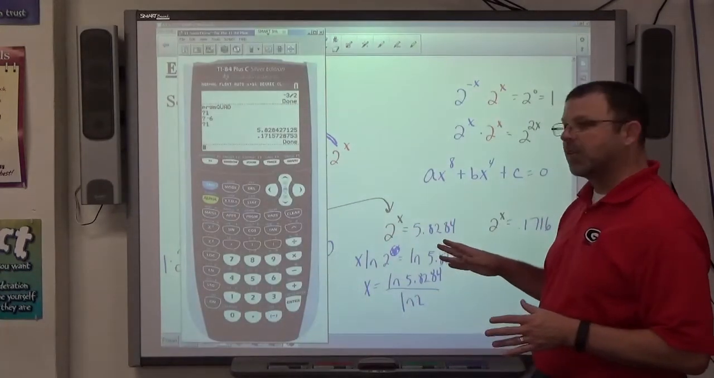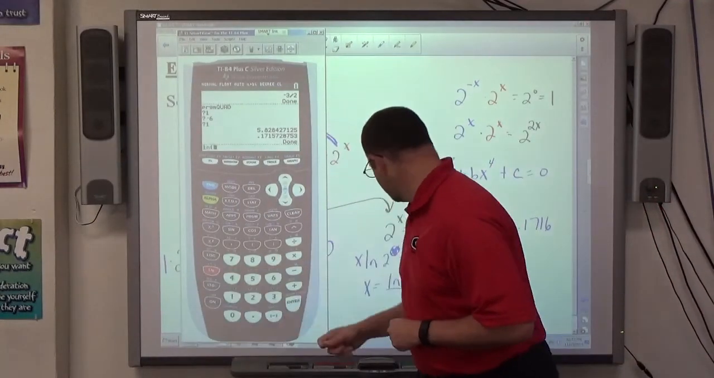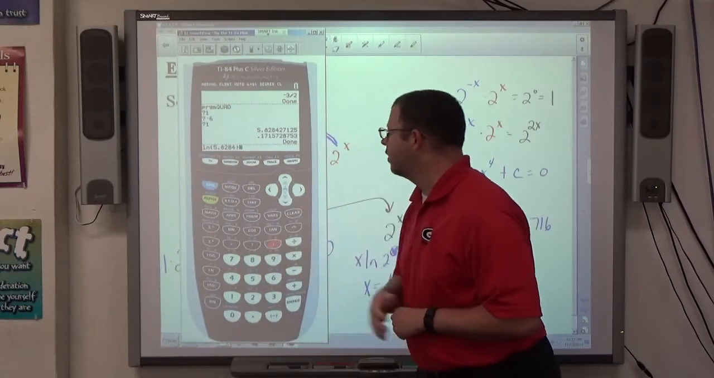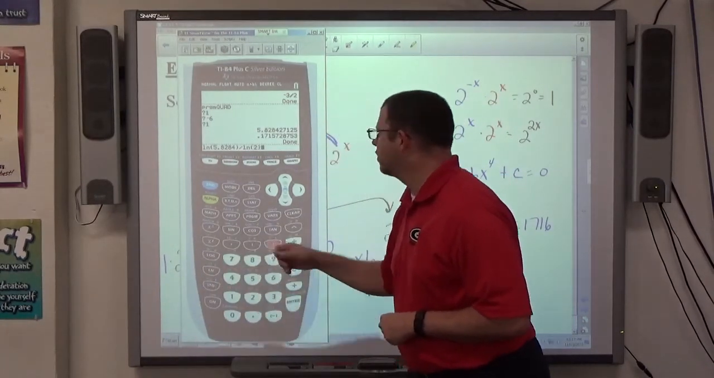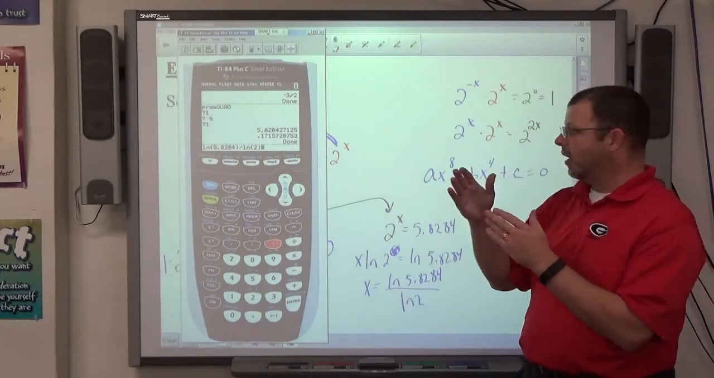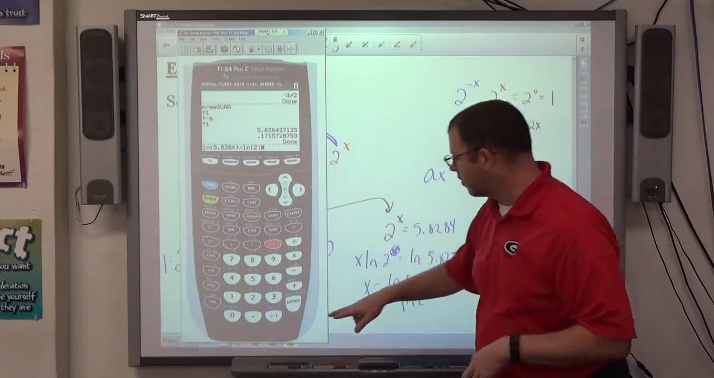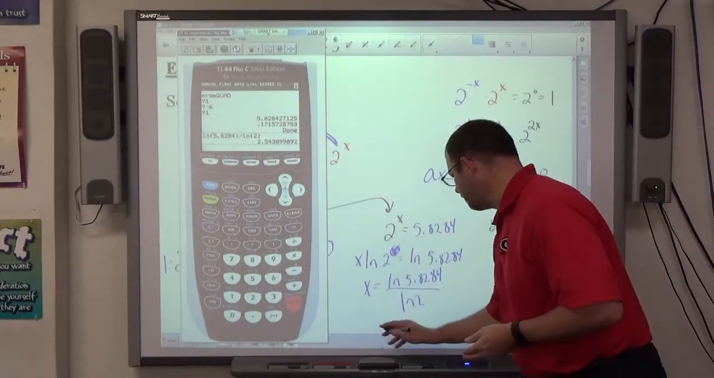My calculator has the answer to that. I don't know if I harped on this enough yesterday when we did this, but make sure, when you type it in, ln 5.8284 in parentheses divided by ln2 in parentheses. Make sure you get that in parentheses so you don't log this divided by this and then it makes it a mess. So 2.5431, so about 2.54.